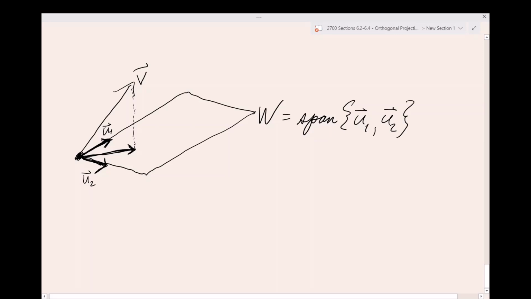Okay, so I have this subspace, it had those two basis vectors, and I want to look at this guy that's not in that subspace, it's shooting up off of it. I want to look at its projection onto this subspace. How would I do that?